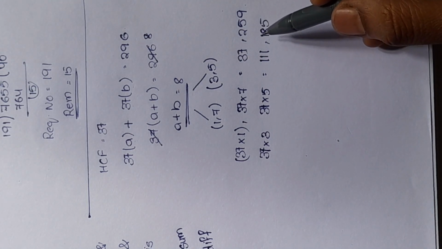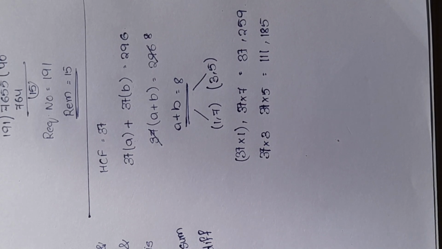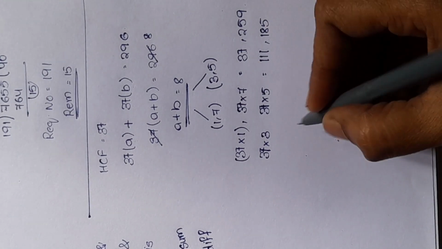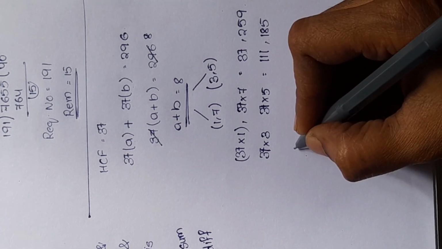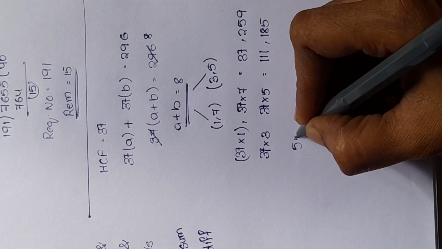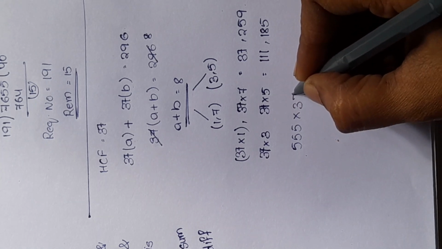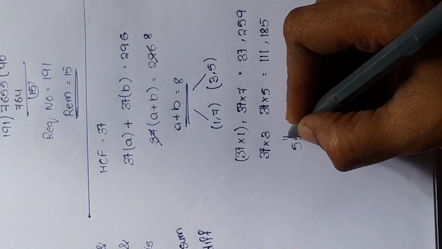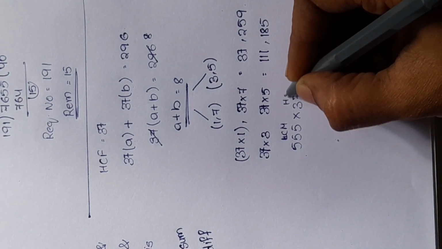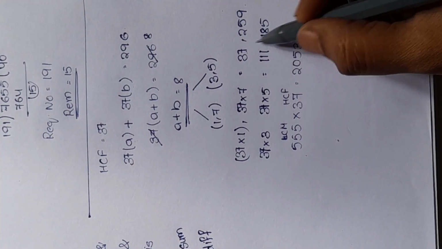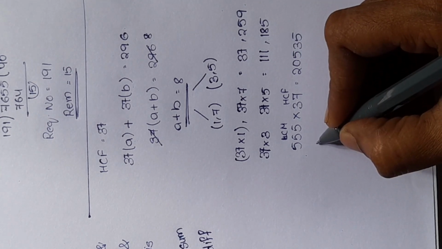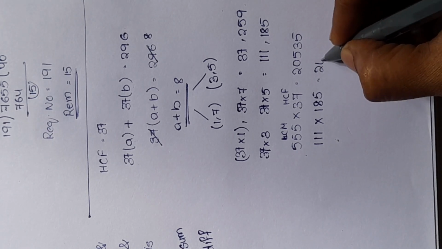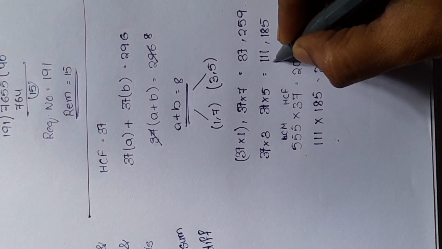Now find out the pair which satisfies the given information in the question. We learnt a note point that the product of the HCF and LCM of the numbers is equal to the product of the numbers. Now let us find the product of HCF and LCM. HCF into LCM is 555 into 37, which is equal to 20535. Now by multiplying which two numbers do we get the same value? Let us see, 111 into 185. We get 20535. So this is the correct pair.